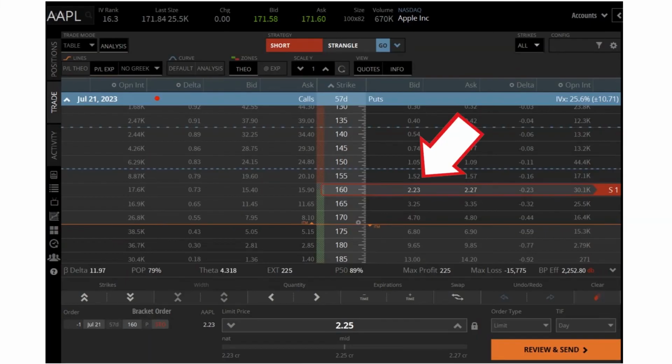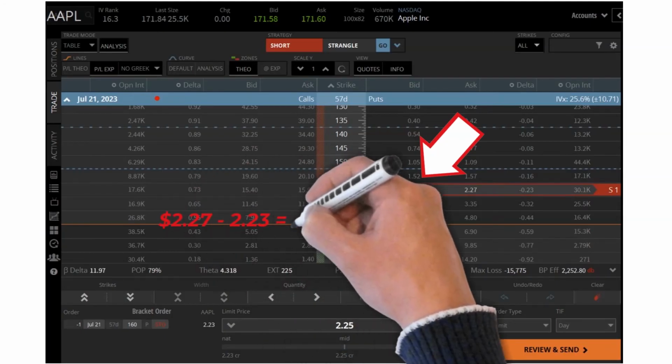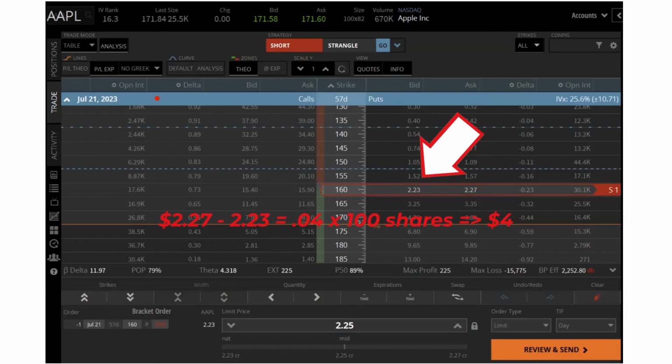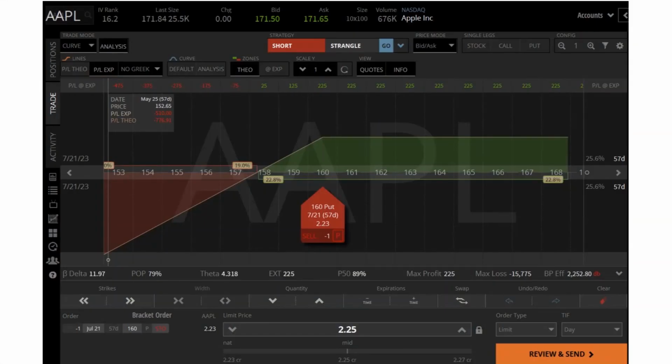Let's click on the bid on the 160 strike put option. The bid-ask spread is only 4 pennies wide. It's $2.27 minus $2.23, or 4 cents times 100 shares equals $4. The mid price is $2.25, and what is nice about the Tastytrade platform is that it automatically populates the mid price. We can flip from table mode to curve mode and get a more visual picture, which some people like, including myself, better than just the table mode.